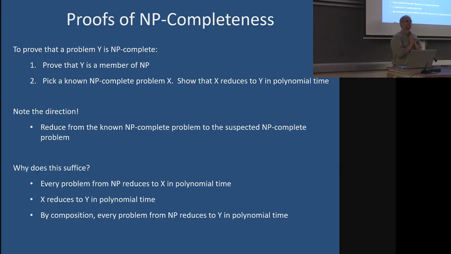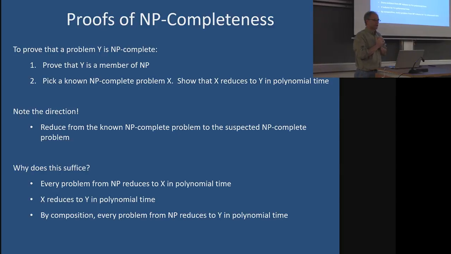How do we know that? What is it about X that lets us know that every problem from NP reduces to it in polynomial time? Yeah? That's the definition of NP-completeness. Since X is NP-complete, we know that every problem from NP reduces to it.